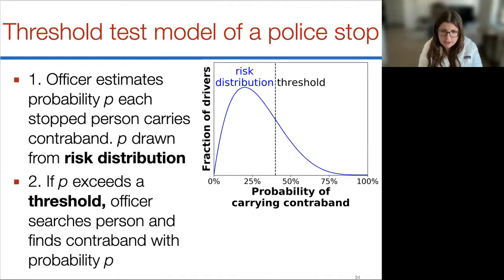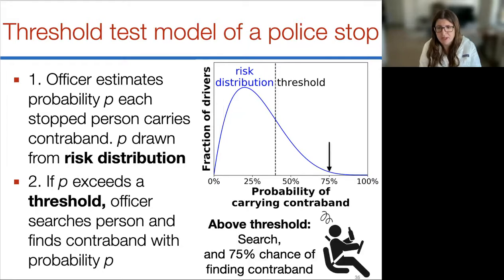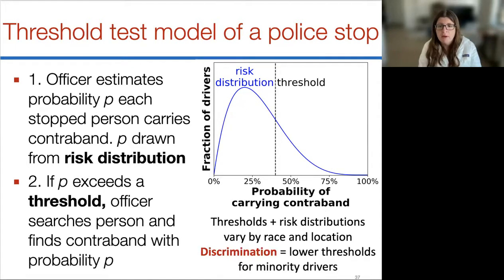So if P exceeds a threshold, the officer searches the person, and if they search the person, they find contraband with probability P. So in the case of the bus driver, he'd be below the threshold, the officer wouldn't search him, wouldn't find contraband. In the case of the woozy acting driver, he'd be above the threshold, the officer would search him and would have a 75% chance of finding contraband. The model allows the thresholds and the risk distributions to vary by race and location, and discrimination, as before, is if lower thresholds are being applied in searches of minority drivers.